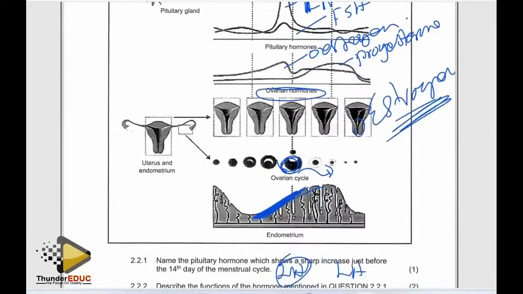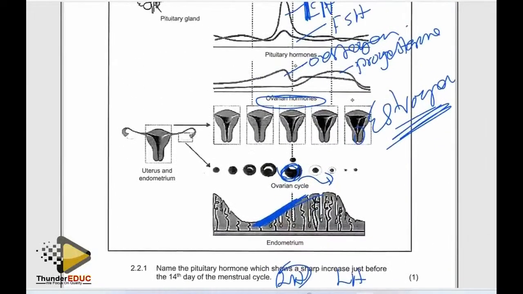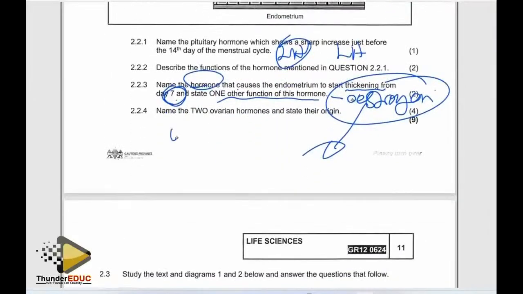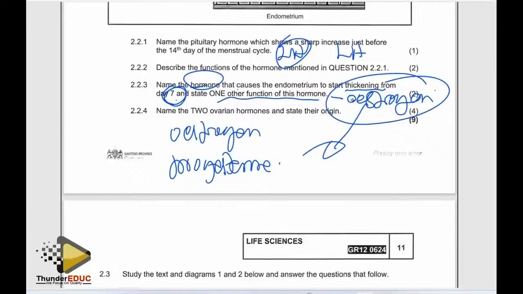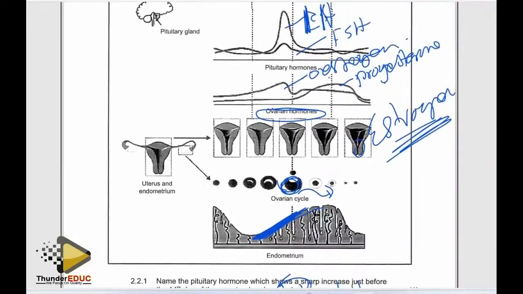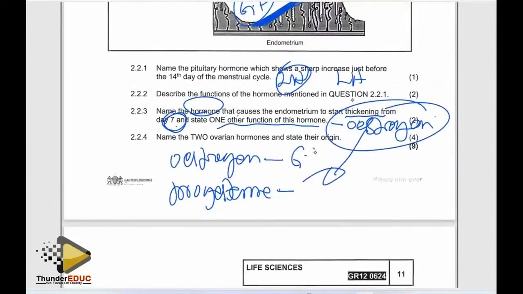Oh, that's Mzanzi. Anyway, let's go. So the answer here becomes estrogen and progesterone. If I have estrogen and progesterone, where does this estrogen come from? Estrogen comes from here, the Graafian follicle, while progesterone comes from here, the corpus luteum. You write them. So this one comes from the Graafian follicle, and this one comes from the corpus luteum.